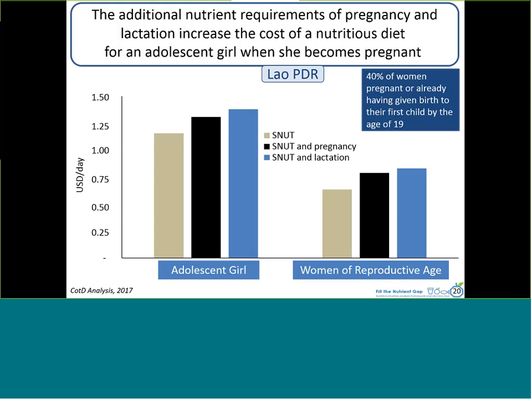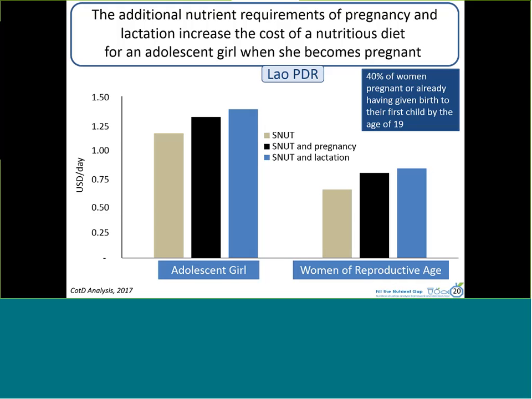Now, just by themselves, a woman of reproductive age and an adolescent girl are expensive to meet the nutrient needs of. However, this becomes even more difficult, I should say, when they are pregnant or lactating. And you can see that the cost of the diet can go up quite substantially when these two are added to the model. So in black, you can see what happens to the diet cost when the girl or the woman becomes pregnant. And in blue, you can see what happens when they're lactating. Now, this is where the secondary data and the linear optimization really speak to each other.